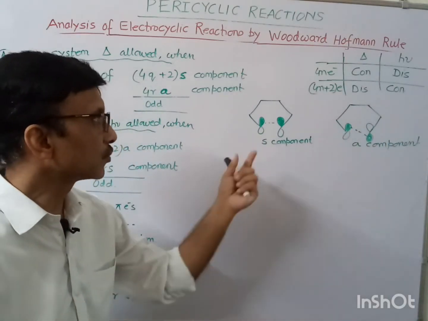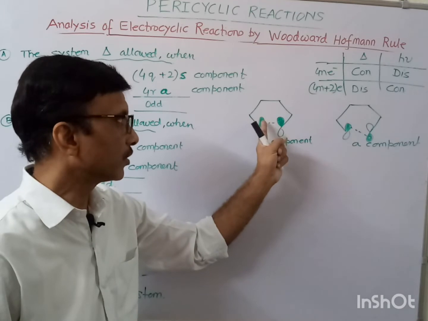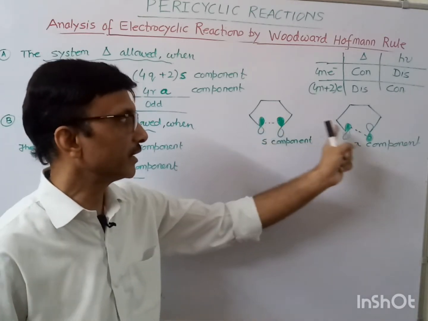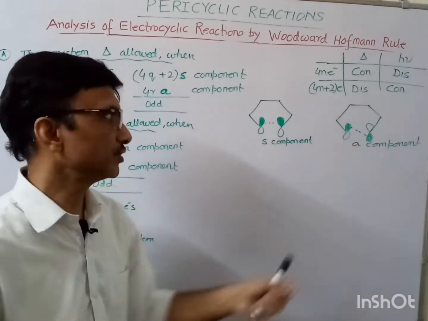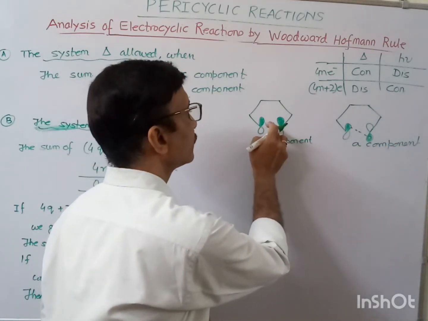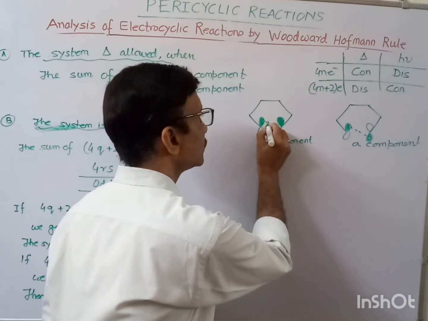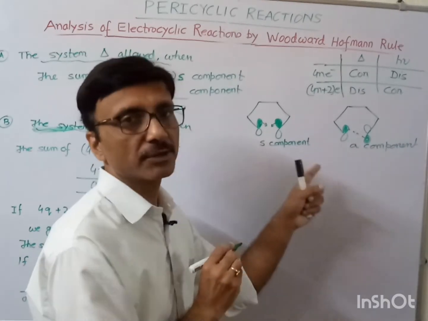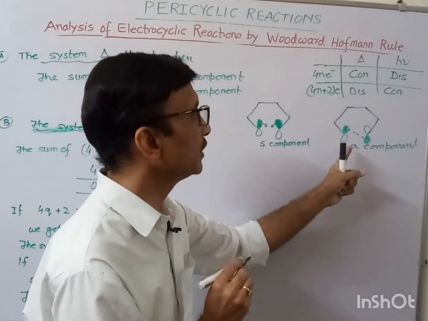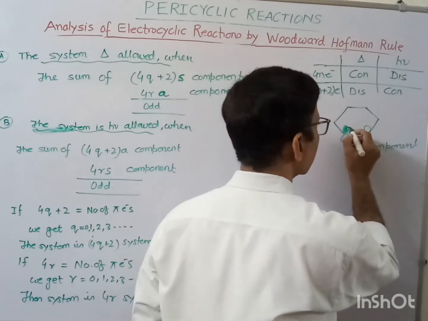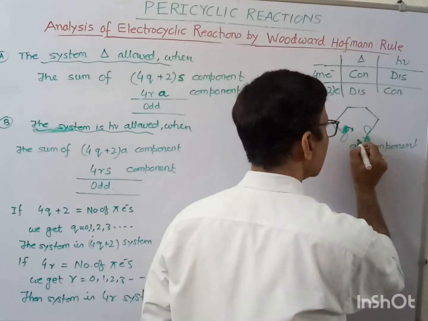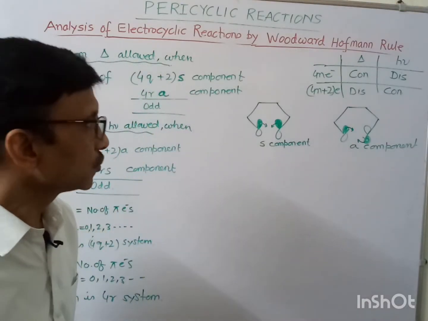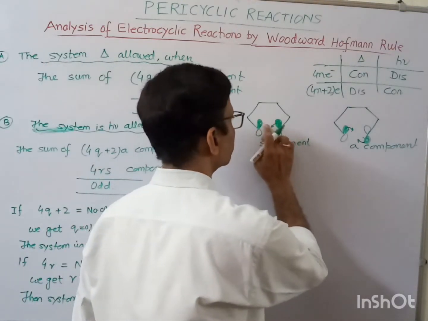Either we know that the bond formation may occur via disrotation, or it may occur via conrotation. No doubt this bond will form when both orbitals move in opposite directions. So when both orbitals move in opposite directions, it is the S component. If both orbitals are moving in the same direction, then only these two opposite lobes may combine. So this is the conrotation.